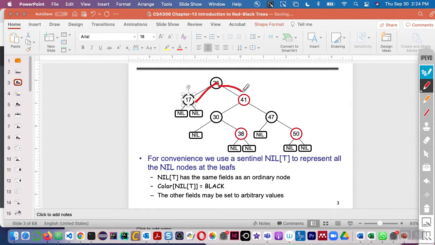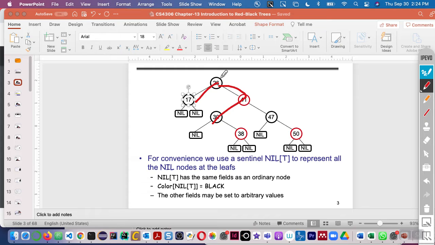Don't you count the nils? No, let us forget them, because every node has nils and they are always black. So just forget about them, for simplicity you don't need to. If you count nil, this is 3, 1 2 3, right? And this is 1 2 3. So just forget about the nil. It's always black. For simplicity, let us ignore nil or leaf and look at actual nodes.